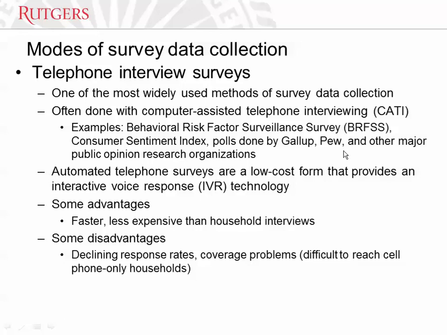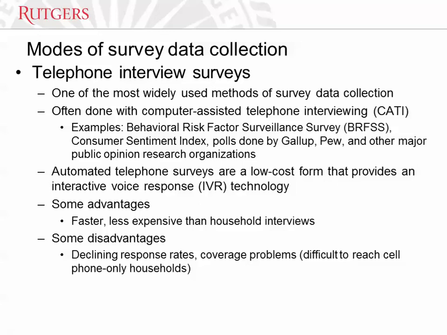So some of the advantages of telephone surveys: they're faster and less expensive than household interviews. That's why they really took off beginning around the 70s and 80s and onwards. It became much more practical to reach people in their homes through the telephone than to visit them. So that's an advantage. But there are some real disadvantages increasingly these days. And the big one is the declining response rate. People are less and less likely to answer their phones and to participate.